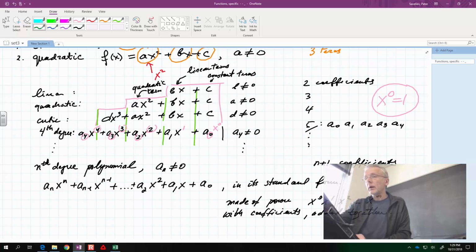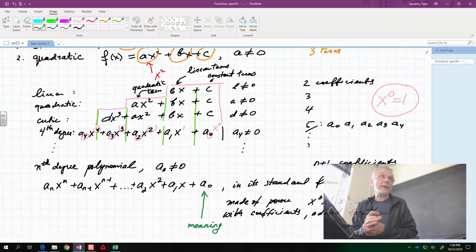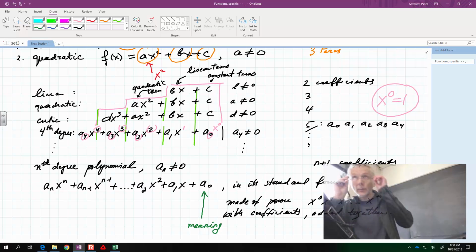What is the meaning of a naught? What's the meaning of a naught if it is a linear polynomial? Plus c, so what's the meaning of c? It is either a shift, but it's simply the y-intercept, right? So that's what c is.